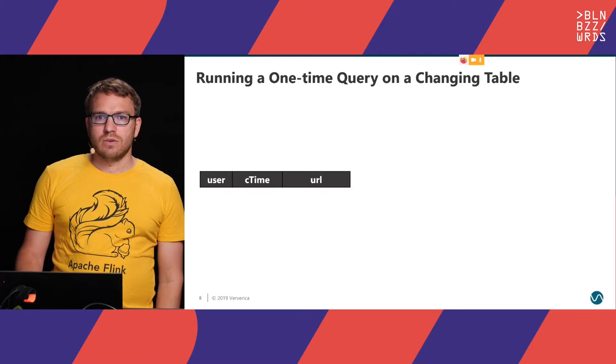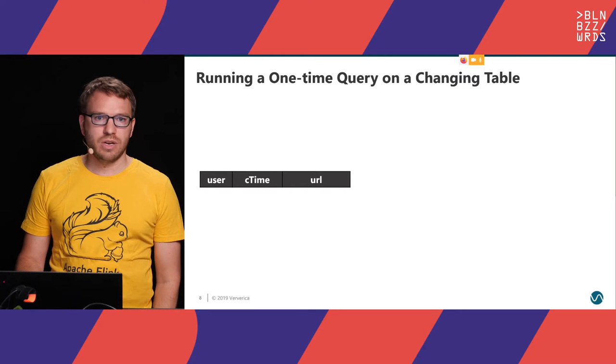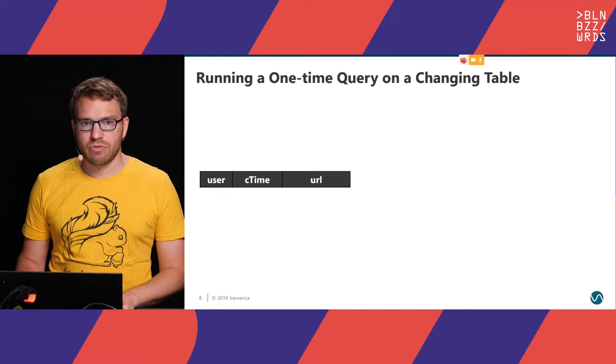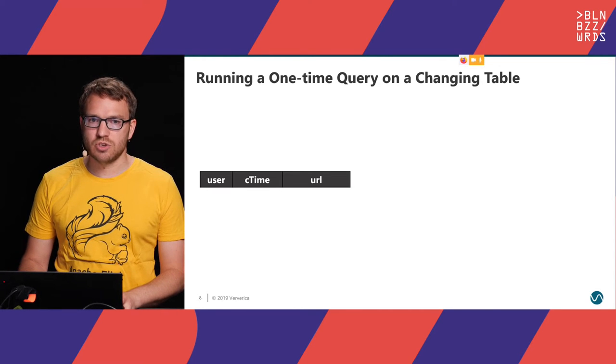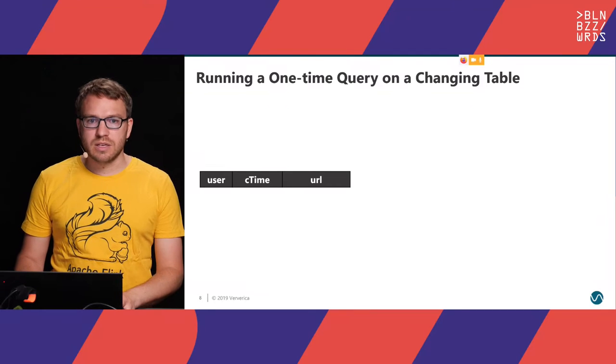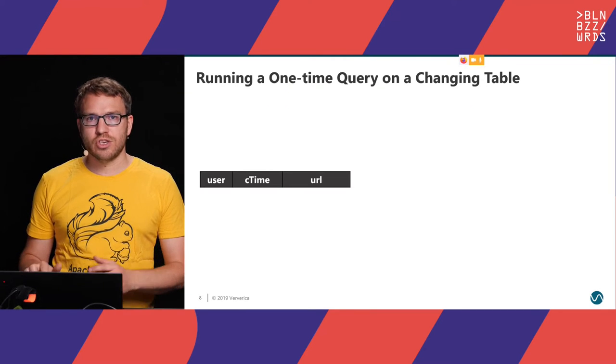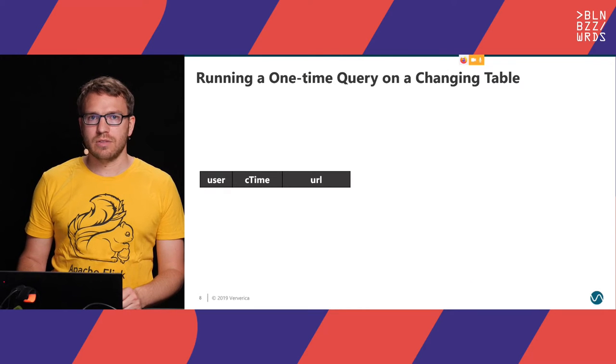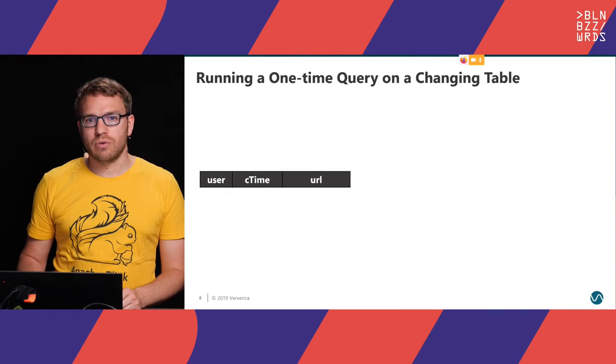So let's say we're running a one-time query on a changing table. We have this simple table here, three fields: user, some click time and a URL. So you can imagine this is some kind of click stream table where every click that a user does ends up being a row in this table.